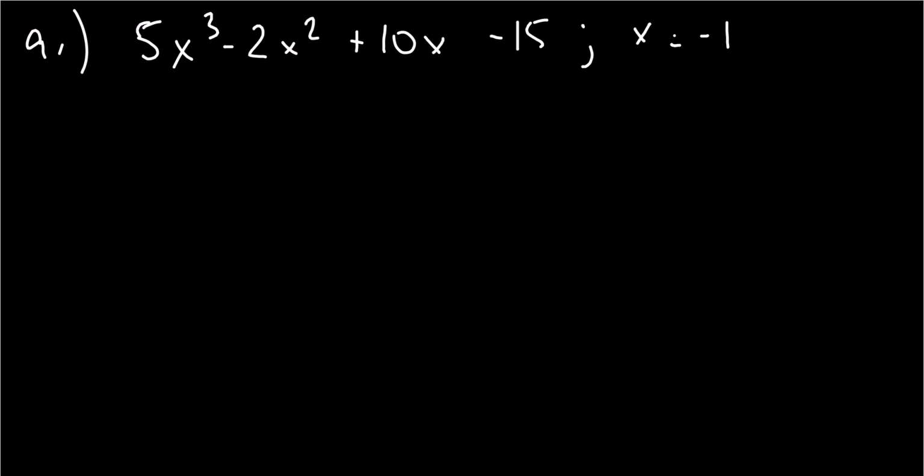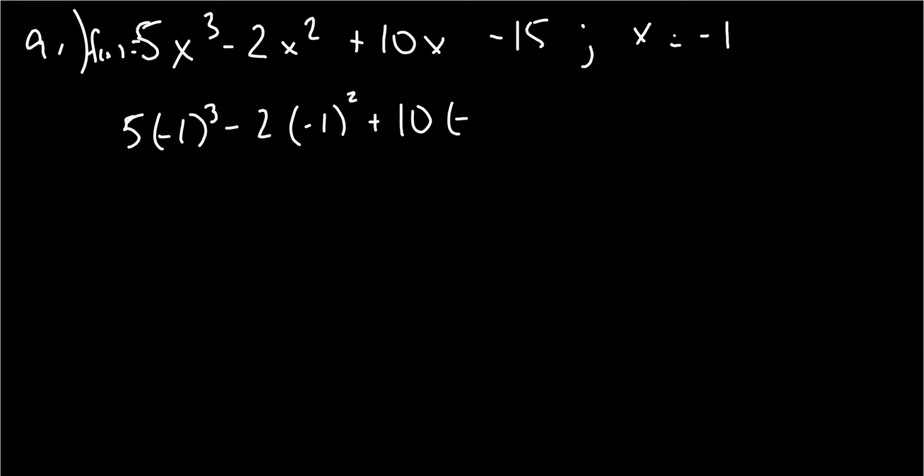Alright, number 9, I have f of x equals 5x cubed minus 2x squared plus 10x minus 15. I'm going to plug negative 1 in for x. Everywhere I see an x, I put negative 1 in parentheses. If you want to type it into your calculator just like this, you're more than welcome to. I have to do negative 1 cubed, that's negative 1, times 5 is negative 5. So make sure you do the exponents first.